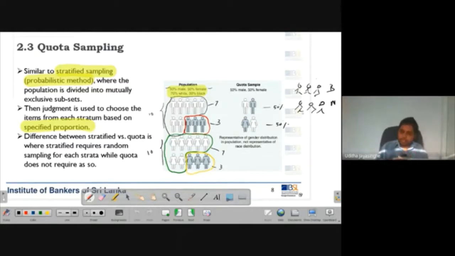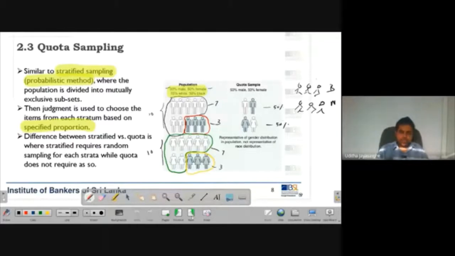Once again, the whole idea is where we learn the difference between stratified and quota sampling. The only difference is that you are going to do the selection based on your judgment. The second bullet point, important: judgment is used to choose the items from each group based on the specified proportions. The proportions and judgment are perfectly up to you. Okay, that's enough on quota sampling.